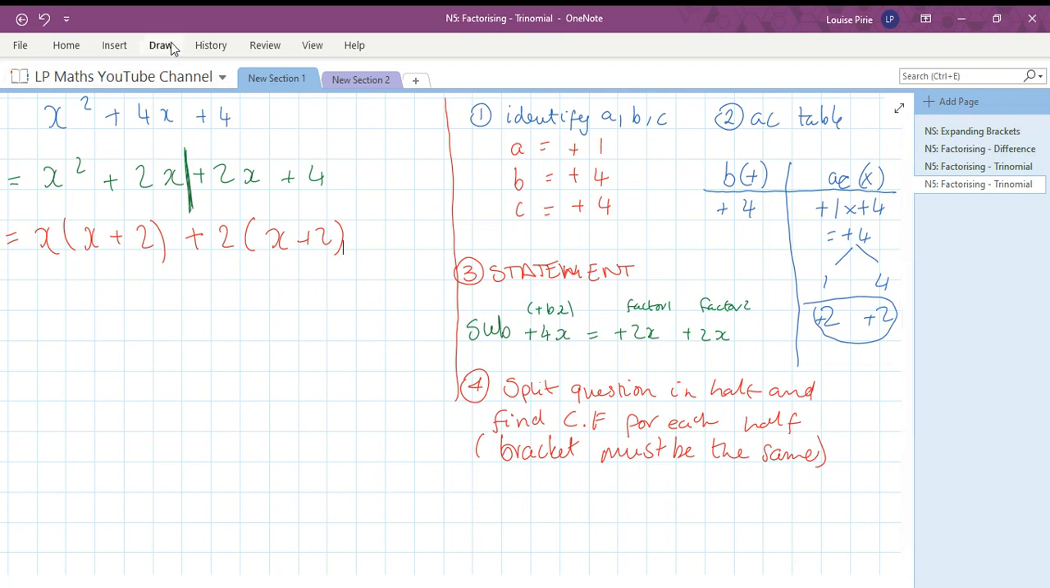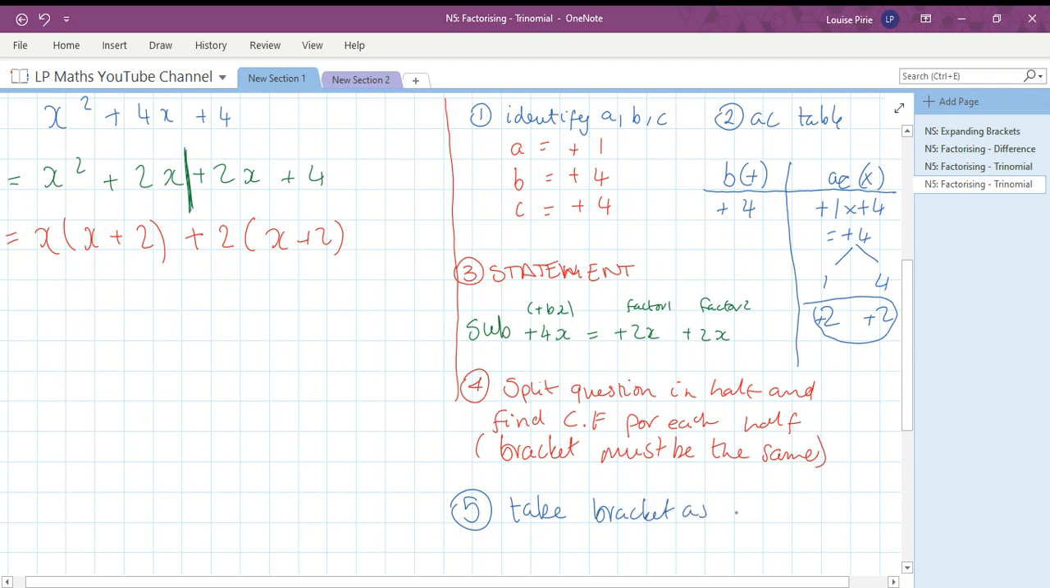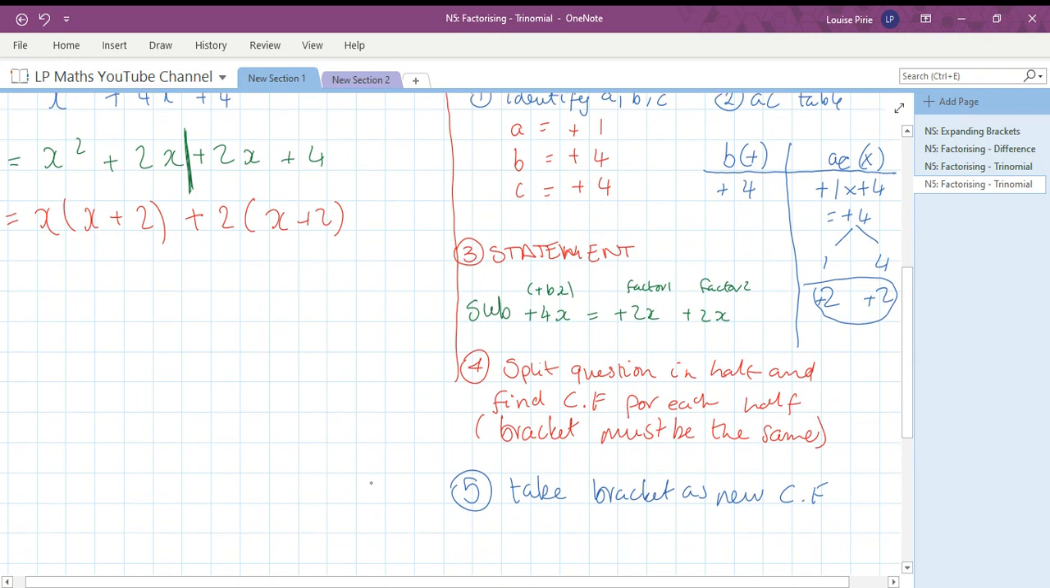And to finish off the question, what we're going to do is take that bracket as a new common factor. And then what's left over makes your remaining bracket. So that makes the other bracket. So let's have a look. We have x plus 2, that is the original bracket coming down. I do x and I do plus 2.